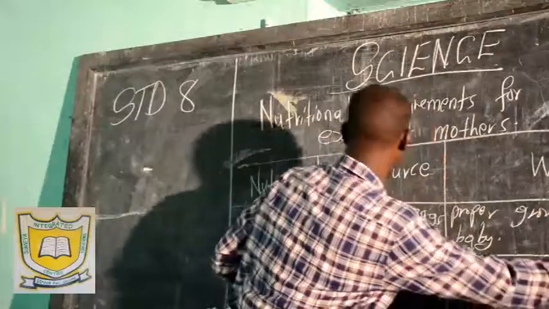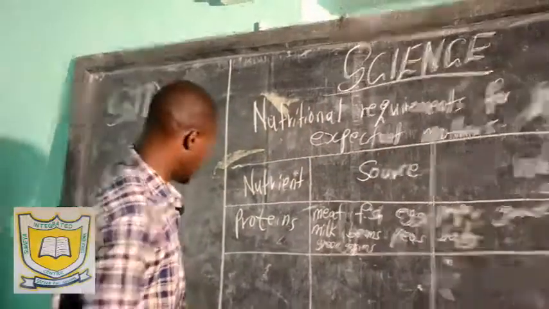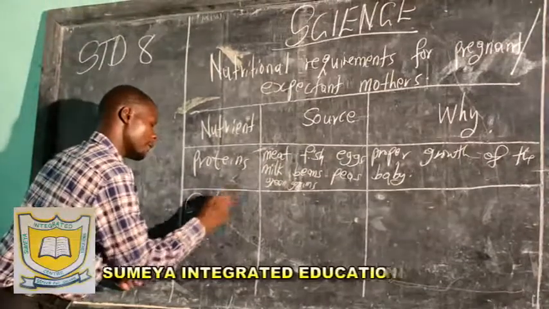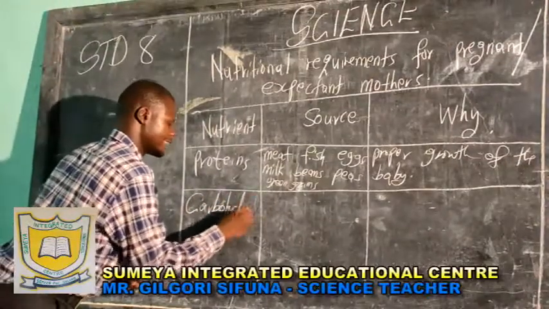Now that is the first nutrient that should be supplied to the pregnant mother. Number two, we have carbohydrates.